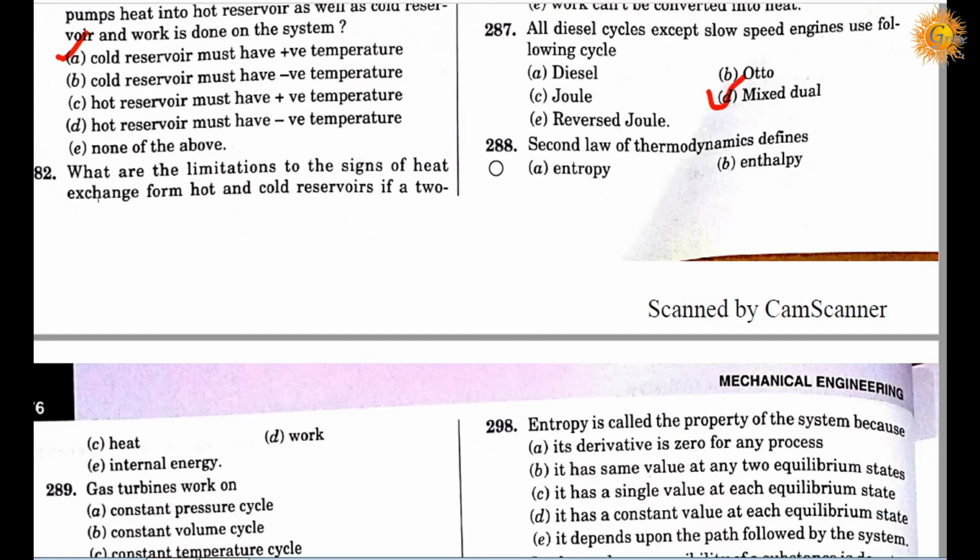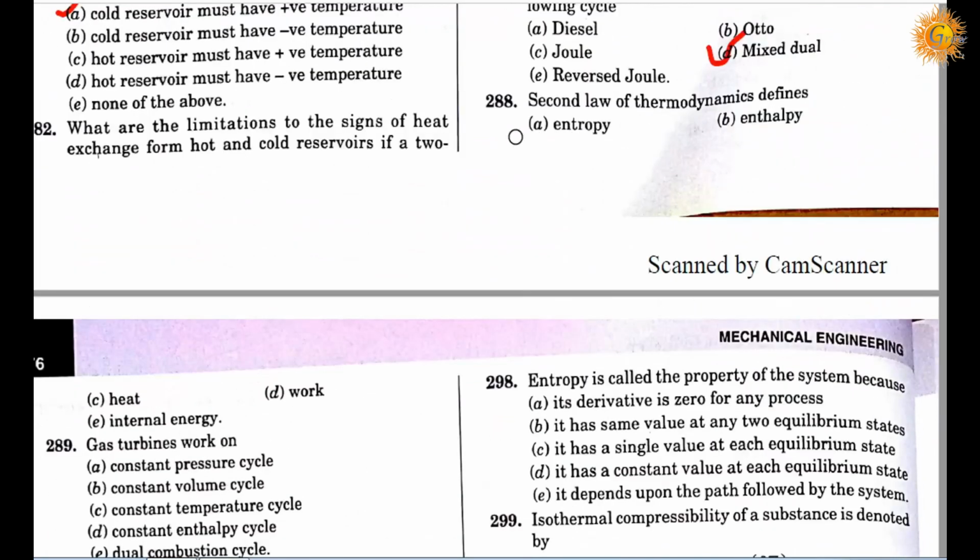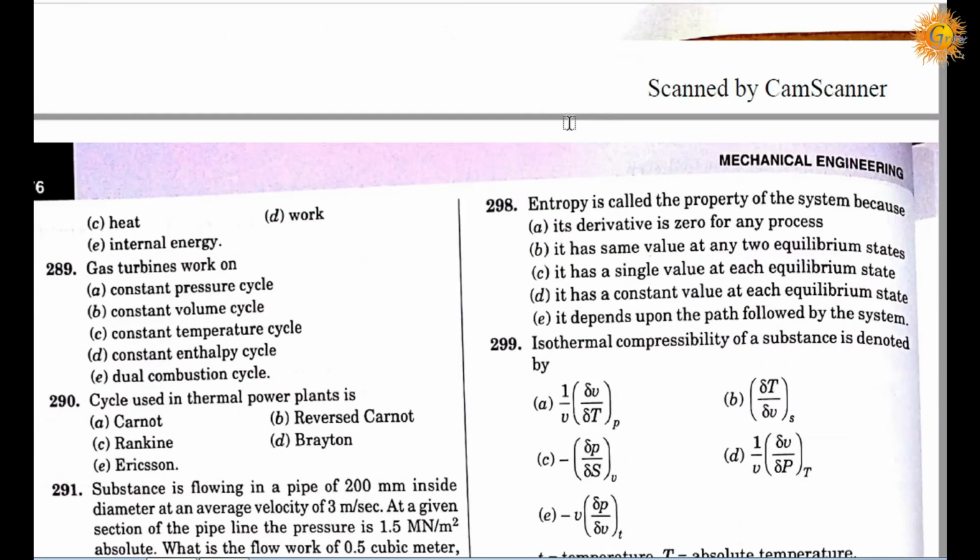Question number 288. Second law of thermodynamics defines: option A, entropy; option B, enthalpy; option C, heat; option D, work; and option E, internal energy. So the correct answer is entropy.